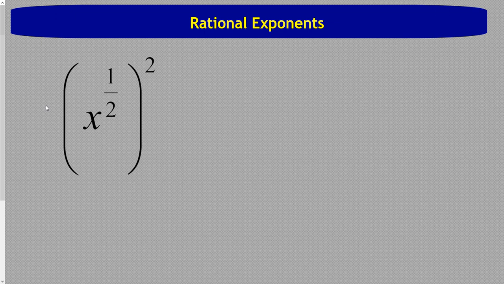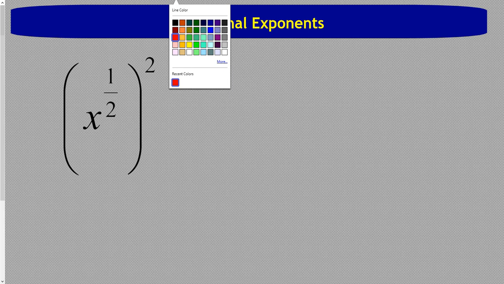Okay, we're going to continue talking about radical expressions, but we're going to take it one step further and start looking at rational exponents and how they relate to the radicals we've been talking about. So, if we were to take x to the 1/2 power, like you see here, and we were to square it, let's think about what that would do.